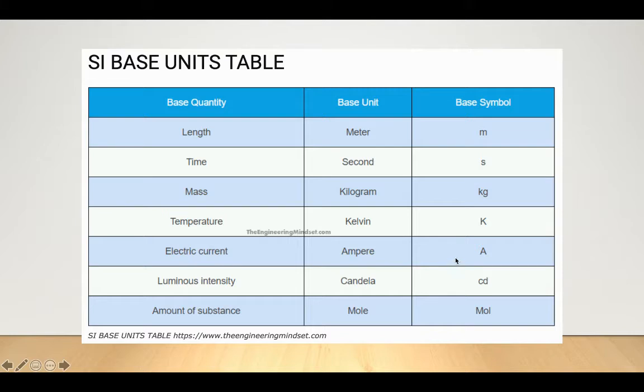Current and luminosity. Current is how much charge passes per second, just measuring the flow of current. Luminosity is how bright something is, often used in astronomy for stars. Amount of substance.